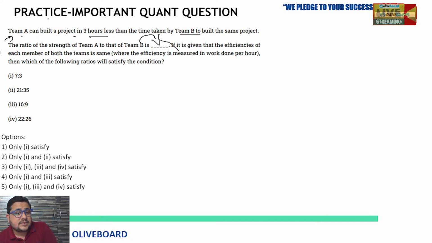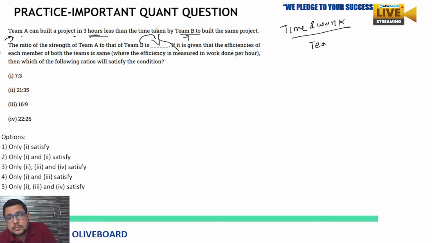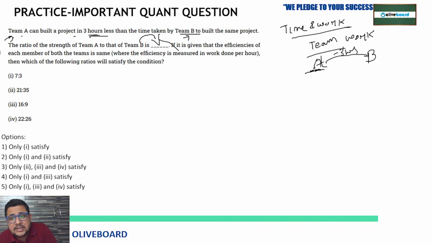See, in this question, what are they talking about? Team A can build a project in 3 hours less than the time taken by Team B. So this is based on time and work, specifically teamwork. There is a team A and team B. Team A is taking 3 hours less than team B, meaning team A is more efficient than B.